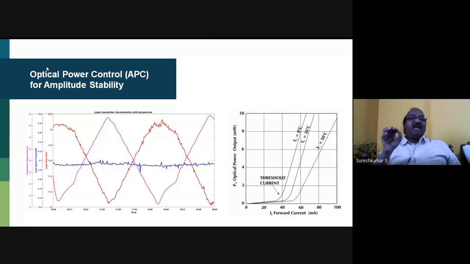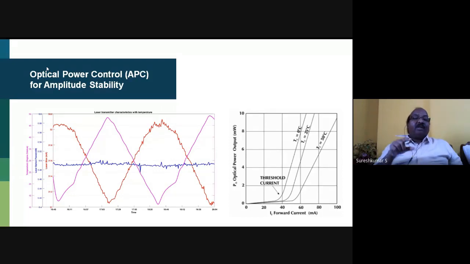This itself will assure you amplitude stability of your link. If this optical power varies, then your amplitude stability is lost. So naturally, you should ensure that the laser is cooled, as well as try to correct the current as the temperature varies to maintain the optical output power constant. So this is where the optical power control circuit of the transmitter comes in.